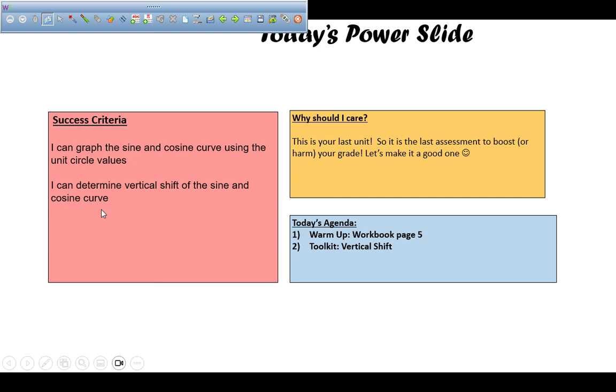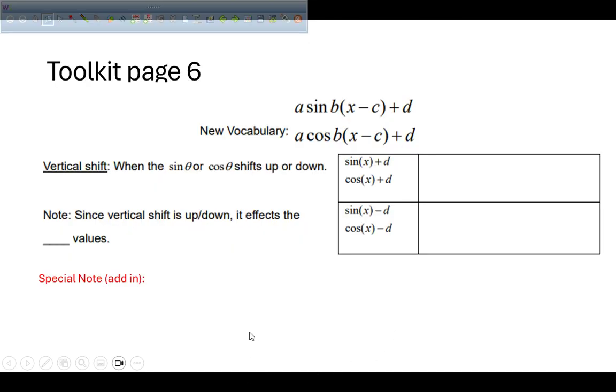So we're going to talk about vertical shift of the sine and cosine curves. We're going to do this in our toolkits. So toolkit, I think it's page 6 has this, but my pages are usually wrong. So check page 6 of your toolkit, see if that's what this is.